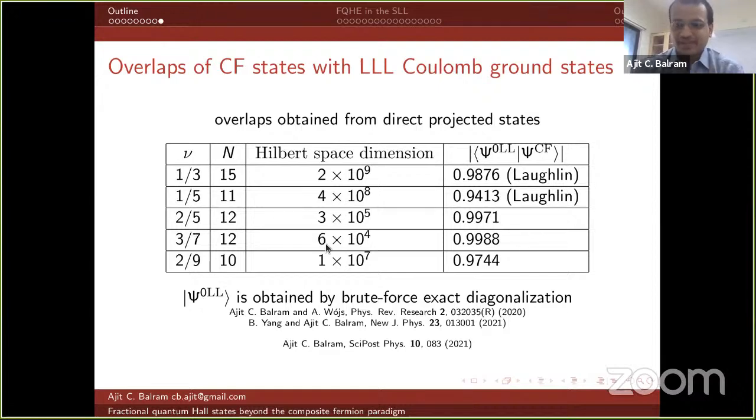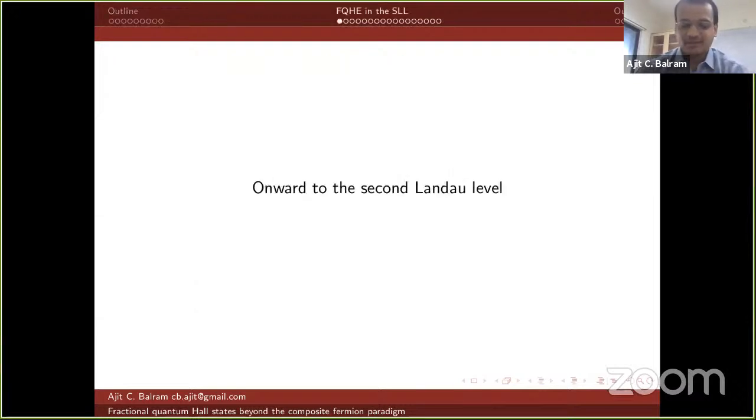And not just the ground state, one can actually go ahead and show that the CF theory accurately captures even excitations and so on. So this is essentially what I had to say about the lowest Landau level stuff. So we should go a level up now. So onward to the second Landau level.